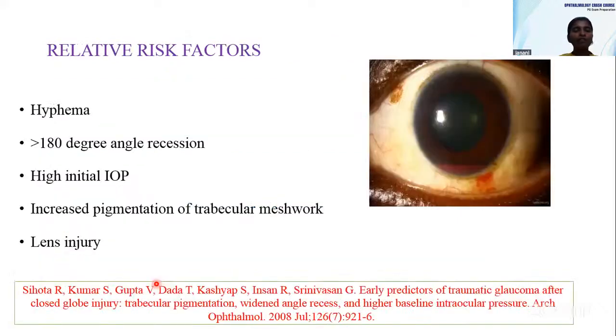And coming to the relative risk factors, being hyphema, more than 180 degree of angle recession, and high initial IOP, then increased pigmentation of the trabecular meshwork, and lens injury. So lens injury is one of the indicators for severe damage. So it can also be one of the relative risk factors for developing angle recession glaucoma.